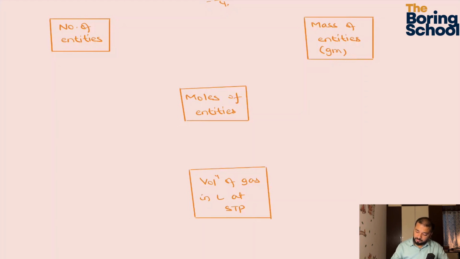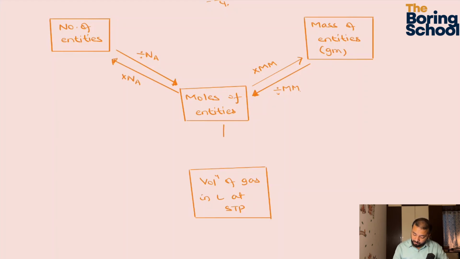Okay. So from moles of entities, how can we find mass of entity? Moles into molar mass, as we have done, is equal to mass of entity. And from mass of entity, how can you find moles of entity? That is given mass divided by molar mass. Then we have discussed that from number of entities, how can we calculate moles of entities? Given number of entities divided by Avogadro number will give us moles of entities. And from moles, how can you find number of entities? Moles of entities into Avogadro number will give us number of entities.